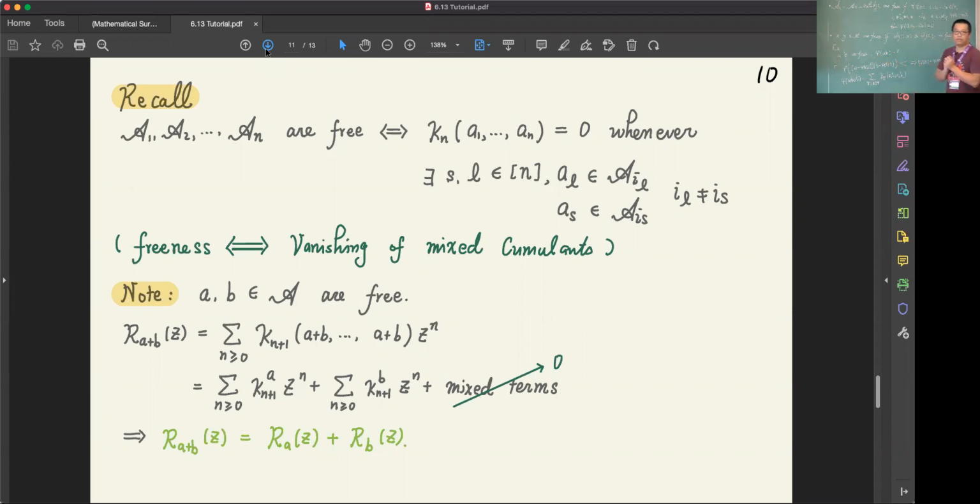We assume they are free. Then we can go back to this formula here. That's a very important result for the cumulants. If some subalgebras are free, then there is an equivalent condition for the cumulant: κ_n(A1, ..., An) needs to be 0, as long as not all of the A1 up to An are from the same algebra. This can be understood as this sentence: freeness is equivalent to the vanishing of mixed cumulants. So as long as A1 up to An are not from the same algebra, then κ_n should be 0.